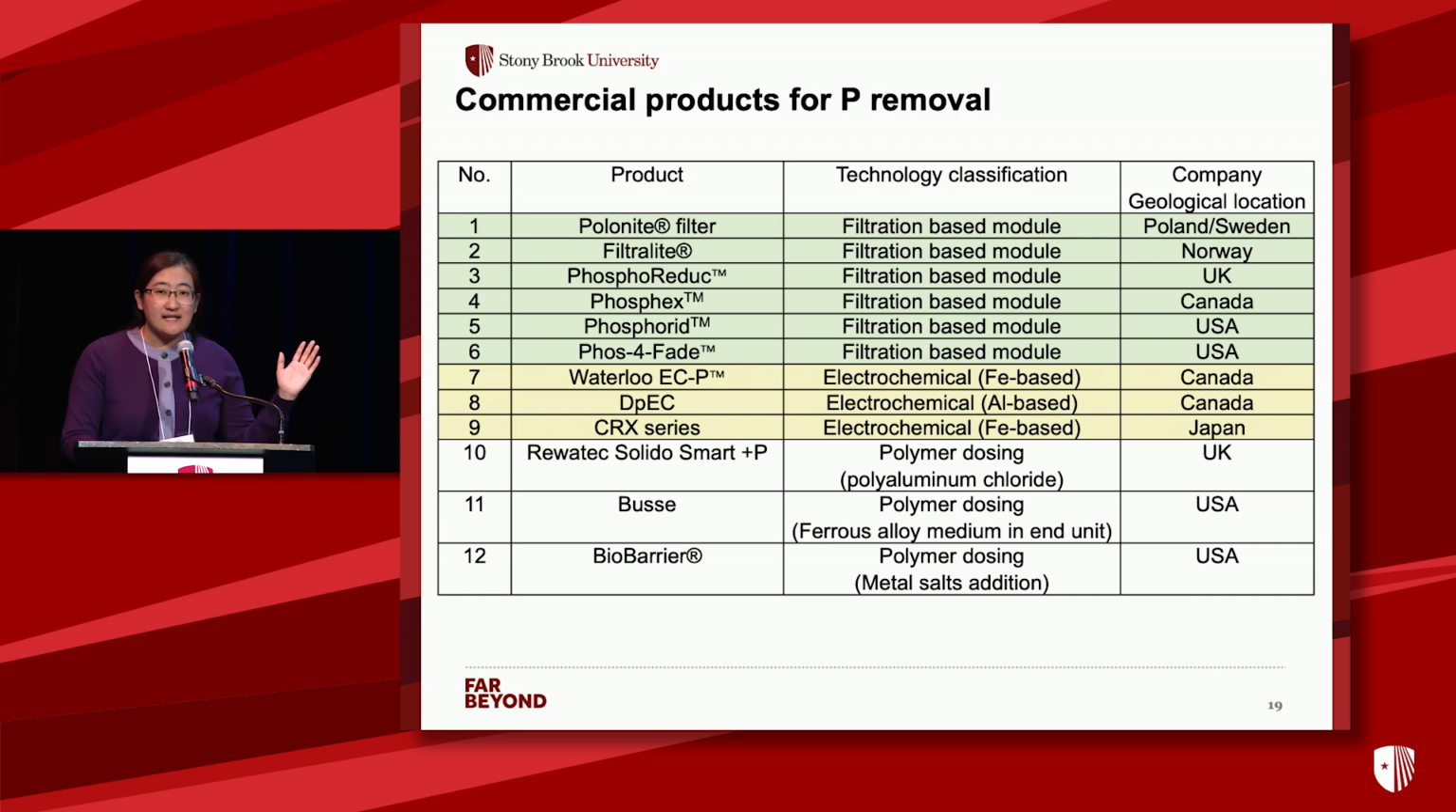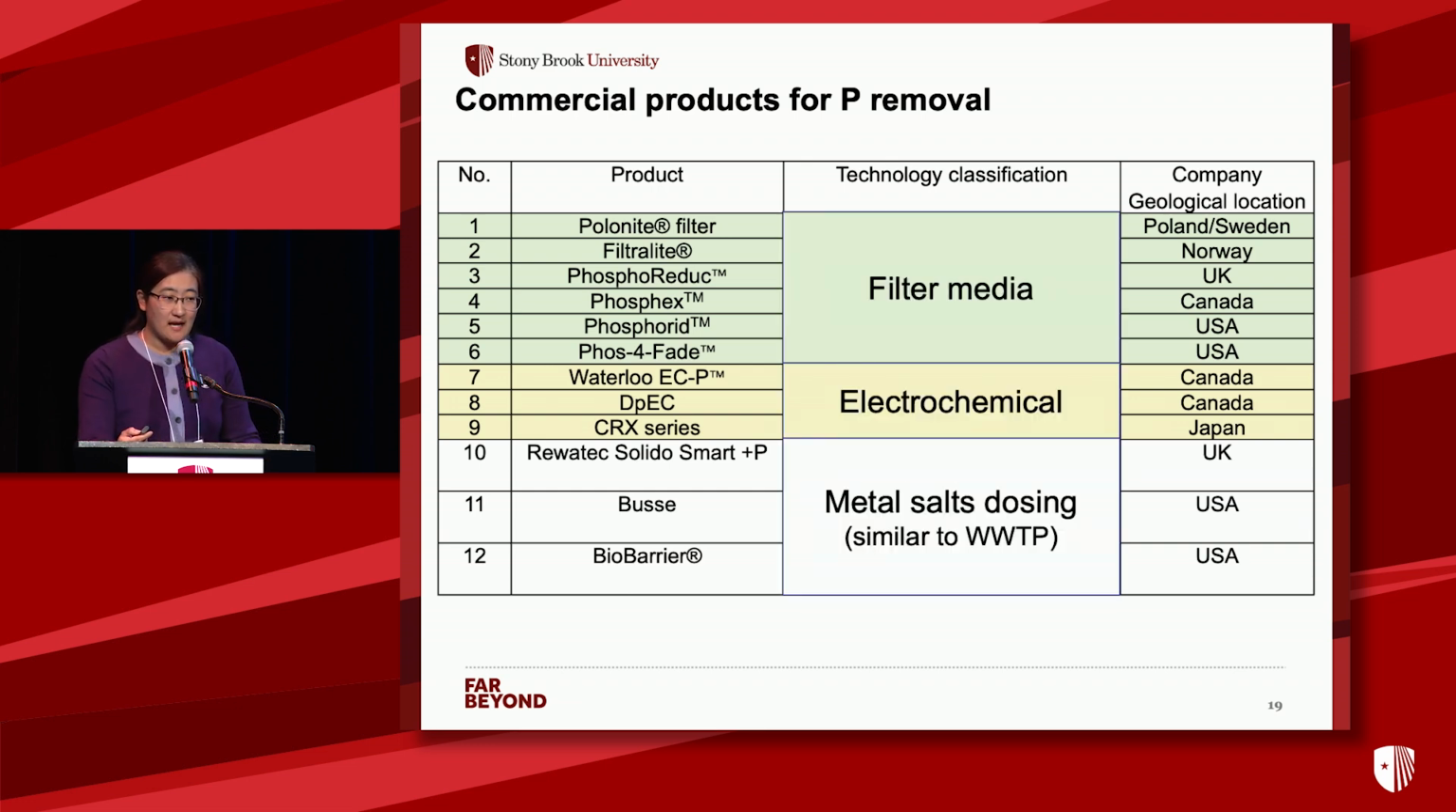So in this table, it's pretty busy. Basically, we just ranked the top 12 commercial products on the market. You can see they are from all over the world, from Europe, North America, Japan, and so on. So we group them into 3 major categories: filter-based media, the electrochemical approach, and the last one is metal salt dosing, which is actually the current practice in large-scale wastewater treatment plants.